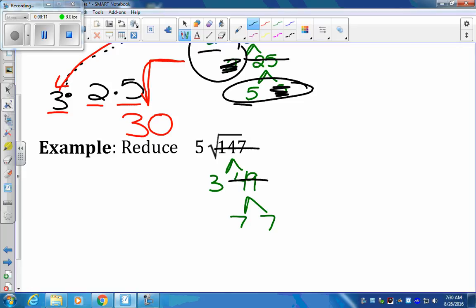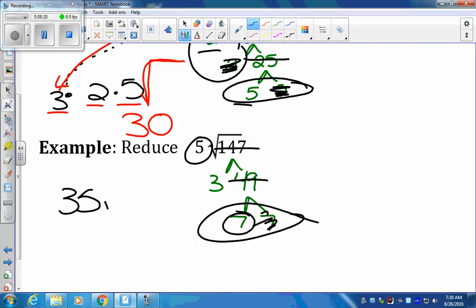Okay, circle the 7's, cross one off. Okay, so going to the outside, I have 7 and 5. So 7 times 5, 35. The only thing left to go underneath is my 3. And that is my final answer.